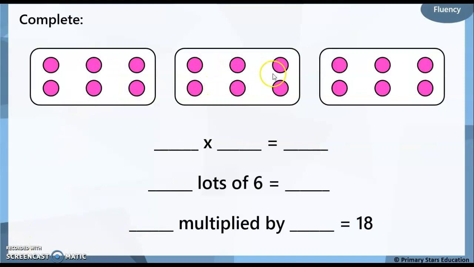Here we have 1, 2, 3 lots of, or groups of 1, 2, 3, 4, 5, 6. You could either count those in 2s, 2, 4, 6, or 3s, 3, 6. Again, to work out the answer, you could count in 2s, 3s, or 6s. So 2, 4, 6, 8, 10, 12, 14, 16, 18.